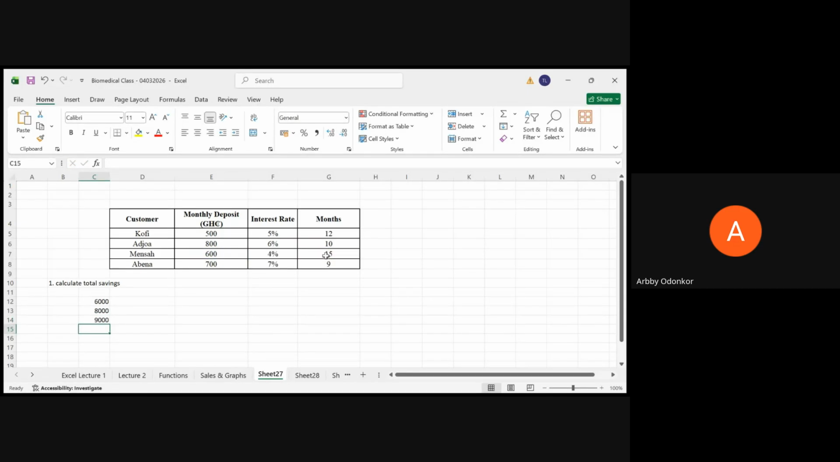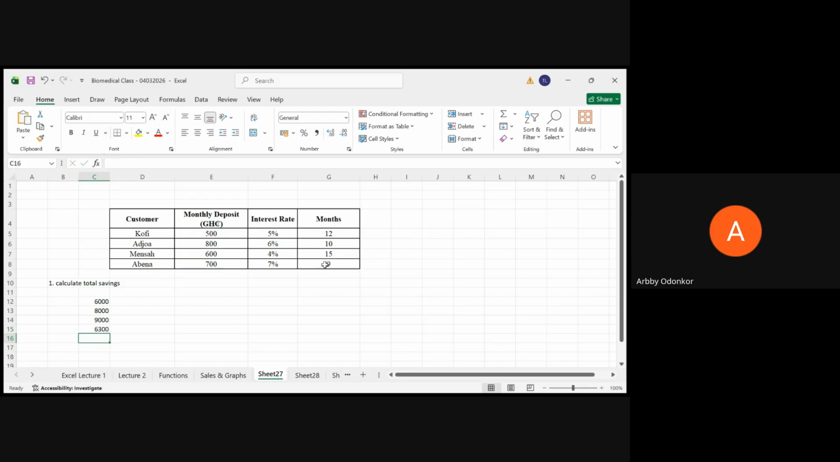The last one is going to help us, please. For Abena. Abena, who is speaking? Me, Israel. Okay, so equals what? Equals E8 times G8. What value is in E8? 700. Okay, just checking. Times G8. All right. Great.